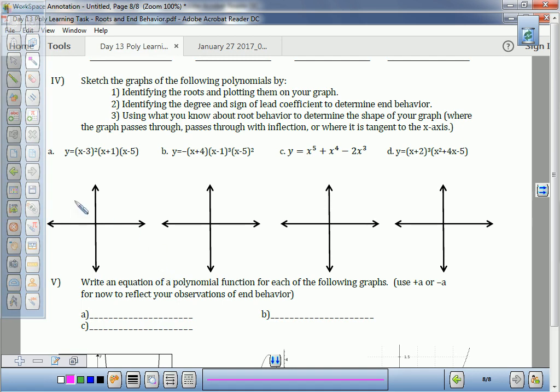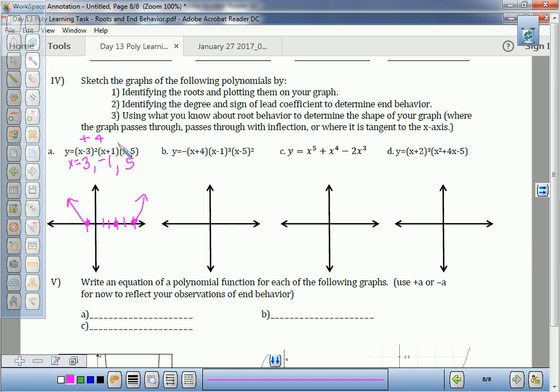answers. Okay, A. So for this one, we need an x-intercept at 3, at -1, and at 5. These are our zeros of the function, so we have an x-intercept at 3, 0, ignore that bell, at 5, 0, and at -1. The degree of this function is 4. It has a positive leading coefficient, so I start here, rise, rise.